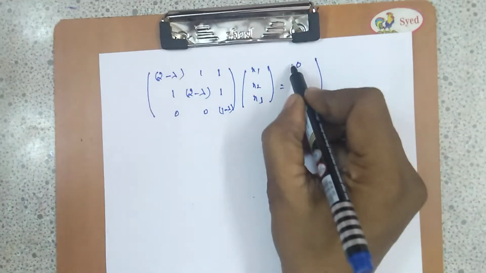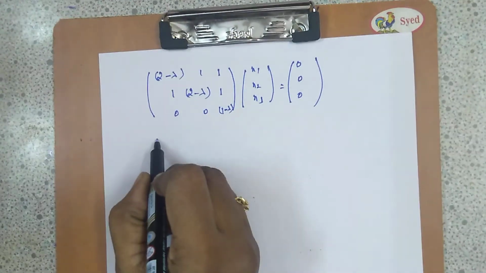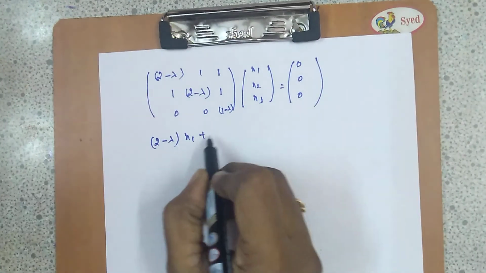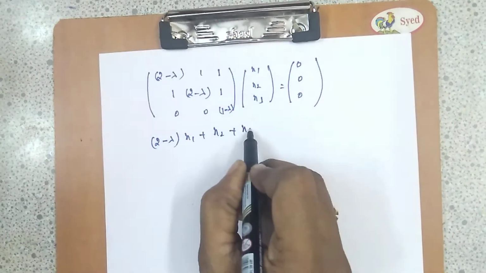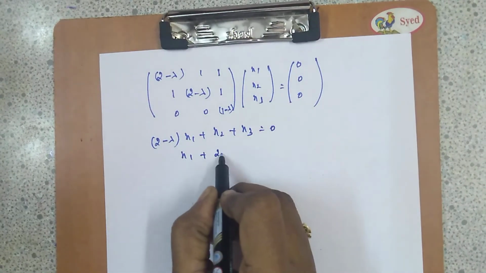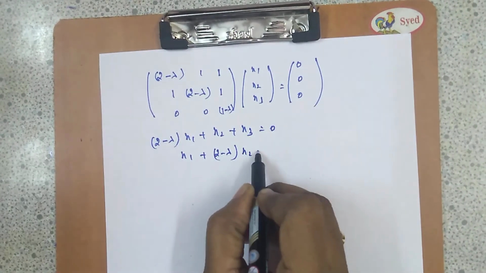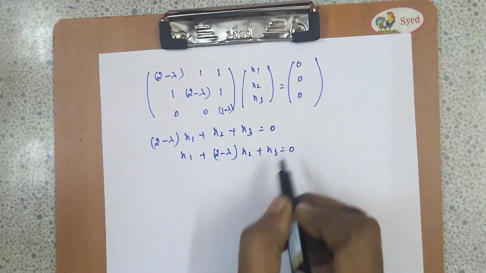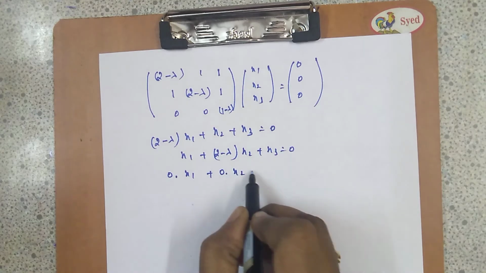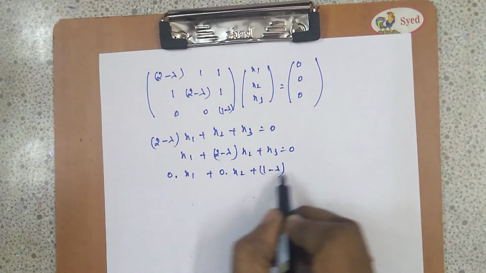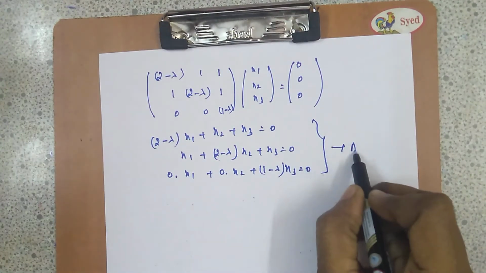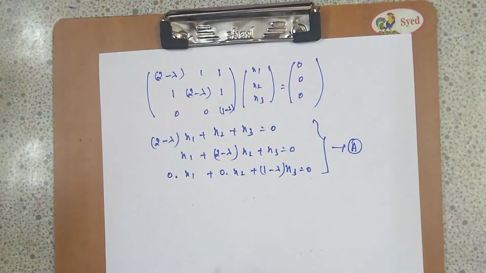So now (2 minus lambda) x1 plus x2 plus x3 equal to 0. The next one is x1 plus (2 minus lambda) x2 plus x3 equal to 0. The last one is 0 times x1 plus 0 times x2 plus (1 minus lambda) x3 equal to 0. This is the system of equations. In this system we need to substitute the values of lambda.